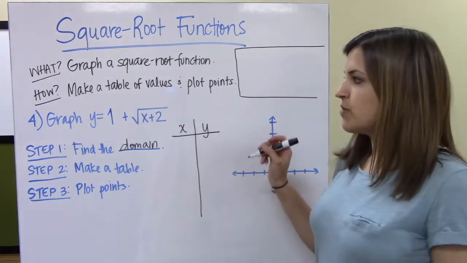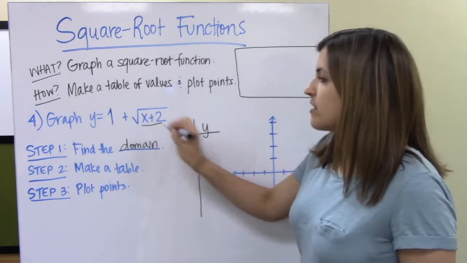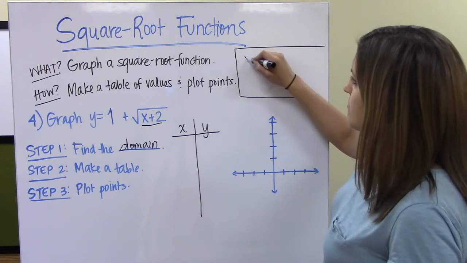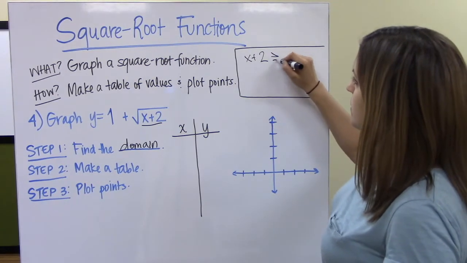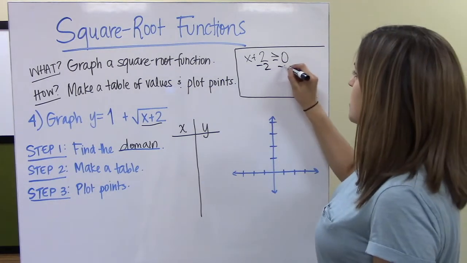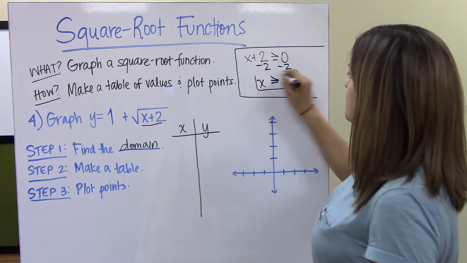We have y equals 1 plus the square root of x plus 2. So we want to set only this part greater than or equal to 0. So we're going to do that up here. So we have x plus 2 is greater than or equal to 0, and we want to solve for x. So we subtract 2 from both sides, and we find that x is greater than or equal to negative 2.